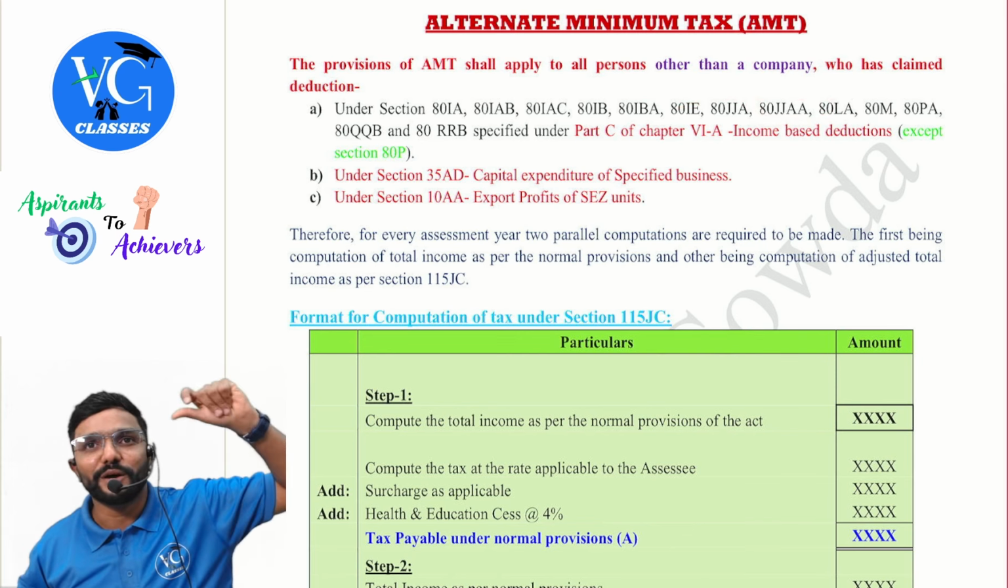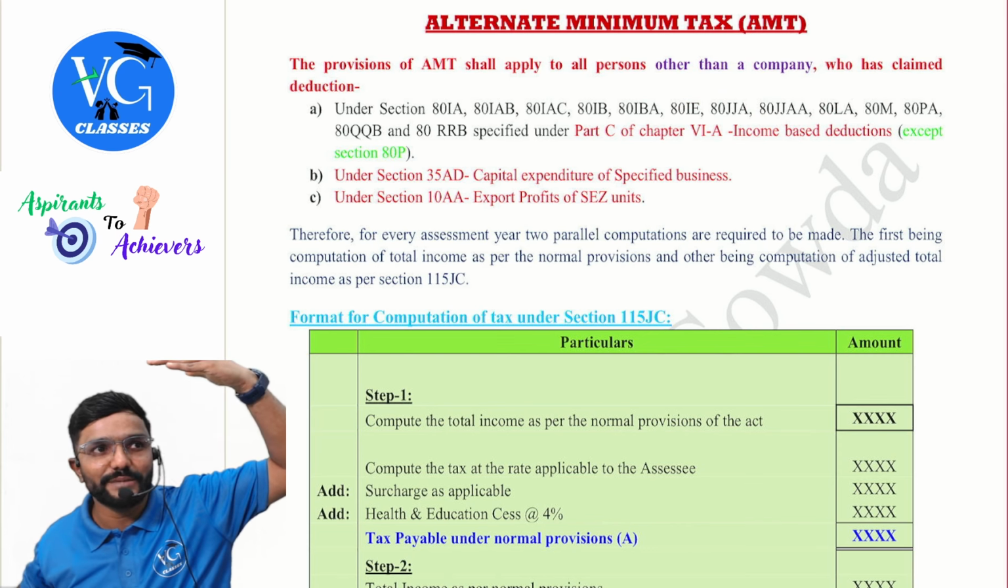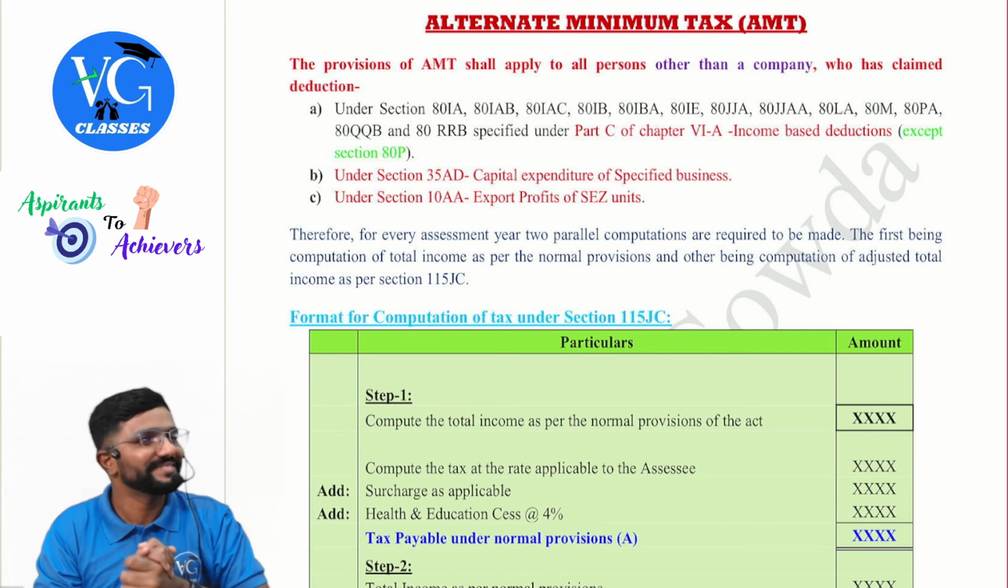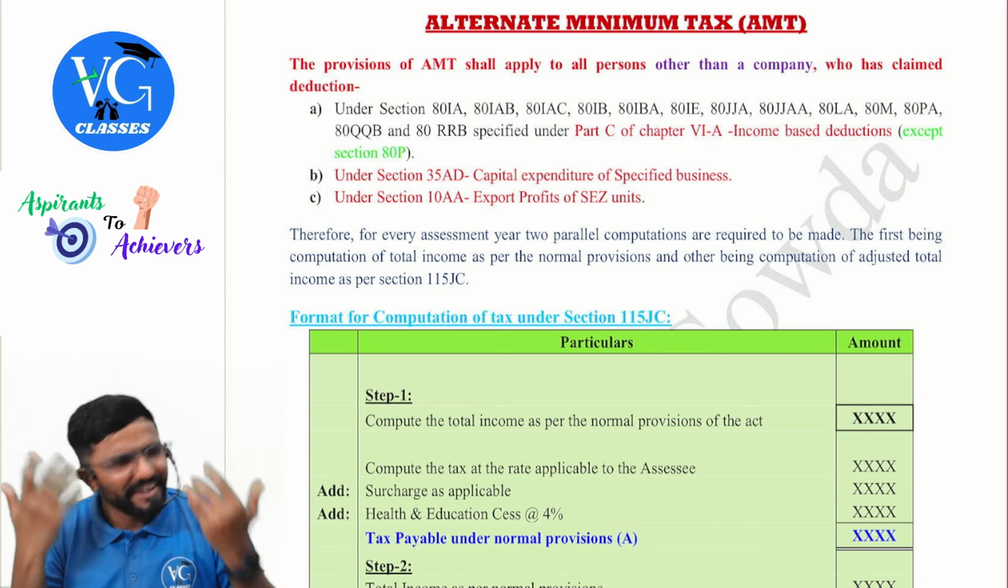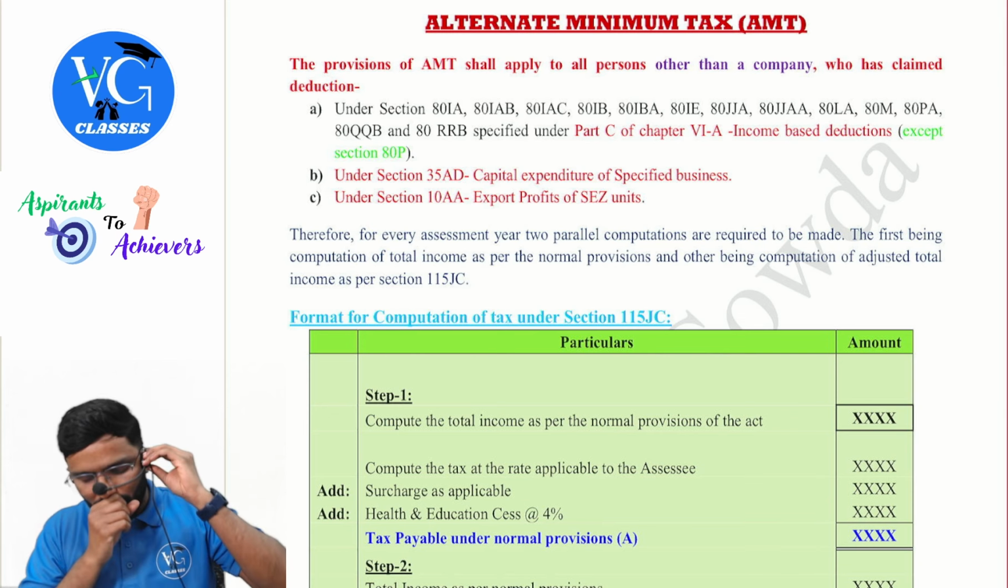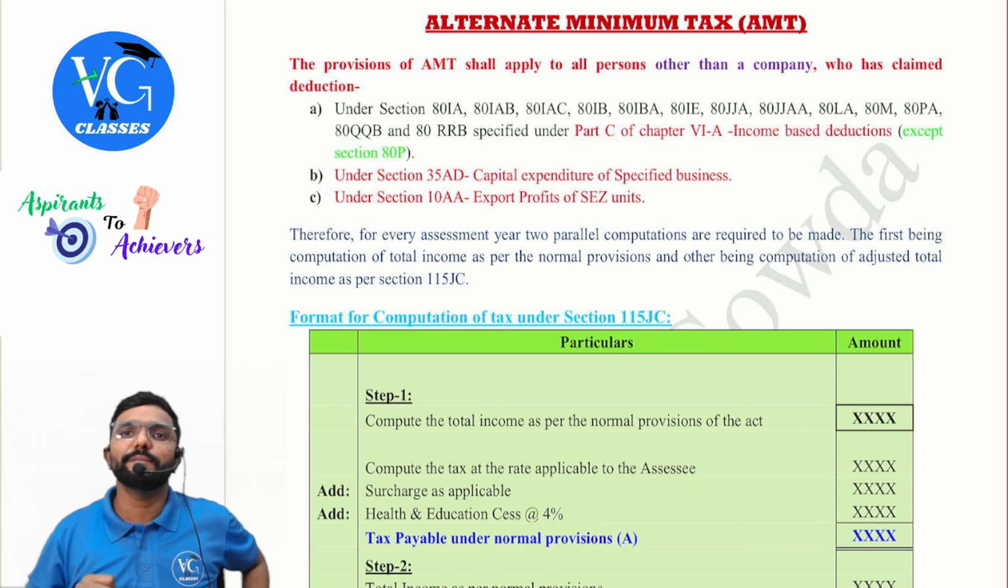Clear? Means, assume now I am following default regime. I have claimed 80JJAA deduction. Is AMT applicable for me? No. Whereas others are already blocked for me. Now, is AMT applicable for me? No, not at all.